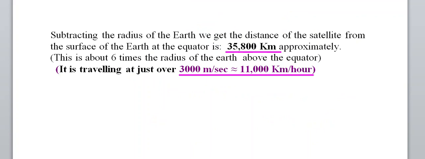Subtracting the radius of the Earth, we get the distance of the satellite from the surface of the Earth at the equator, which is 35,800 kilometers approximately. This is about 6 times the radius of the Earth above the equator. And the value of v is about 3,000 meters per second, which is approximately 11,000 kilometers an hour.